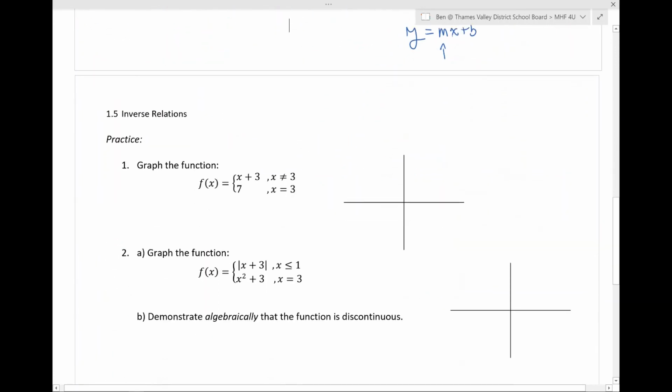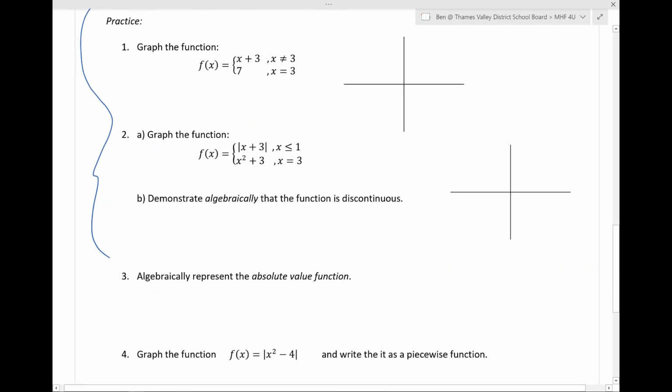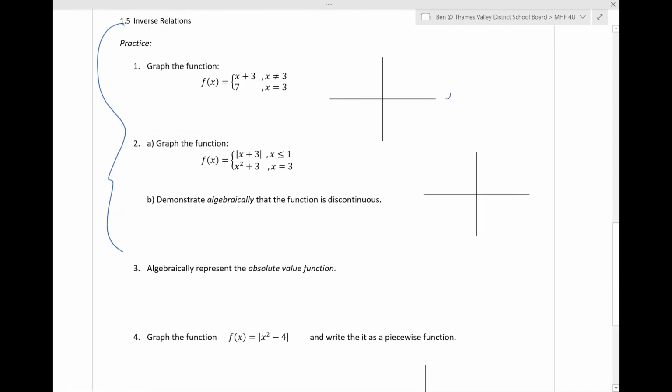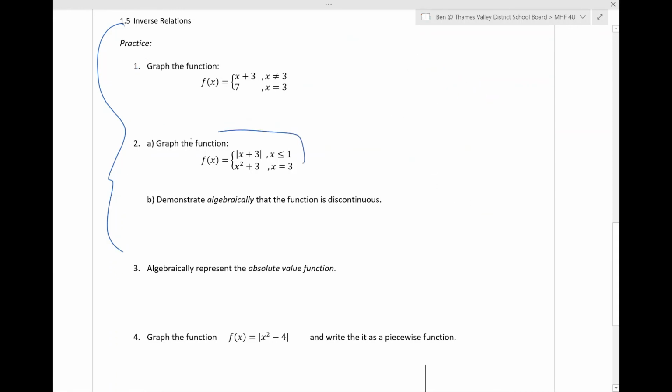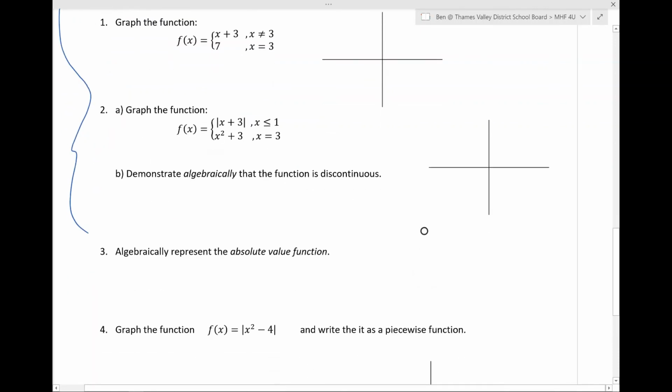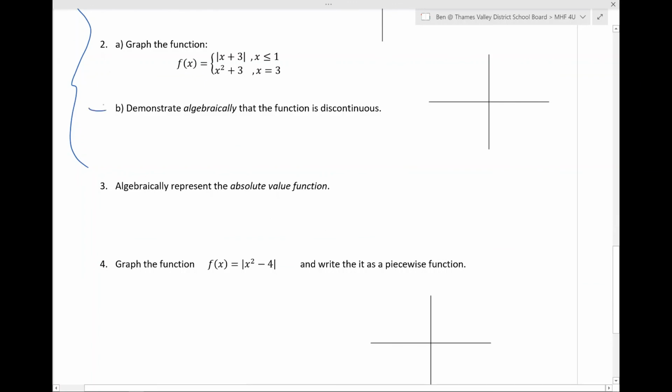At this point, you should be able to try handling some of these functions here. We should be able to graph from an algebraic equation. You should be able to handle something like this, where you're practicing interpreting an absolute value function, and you should be able to try. I want you to try this here.